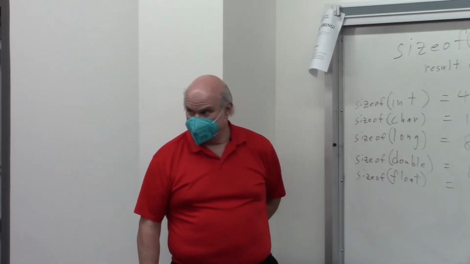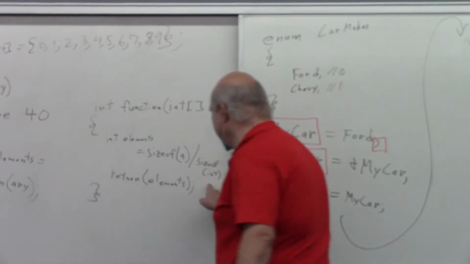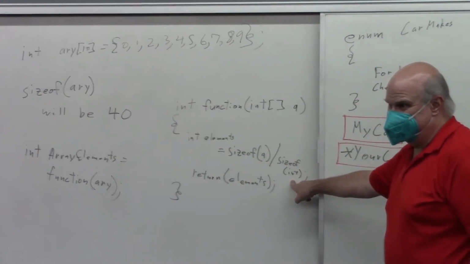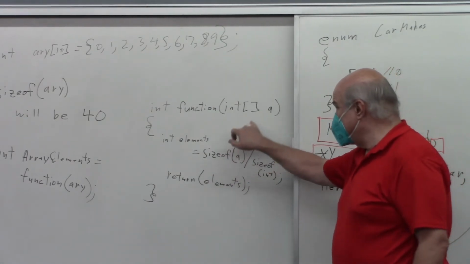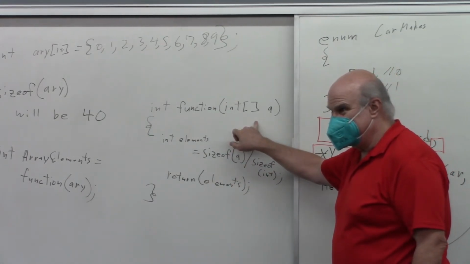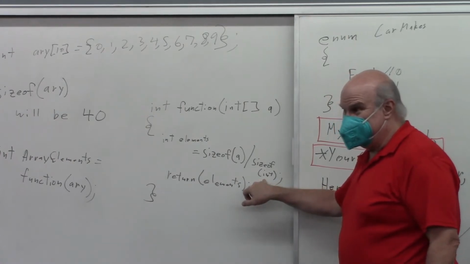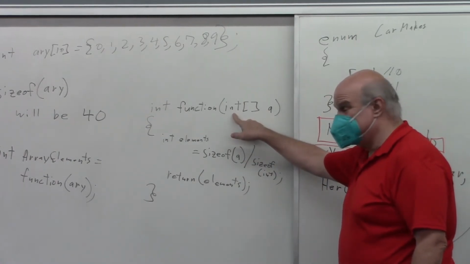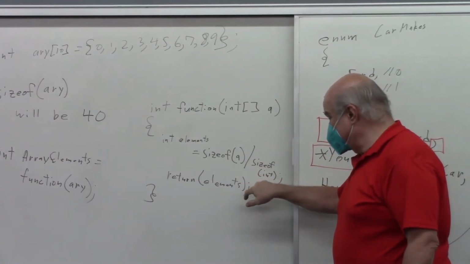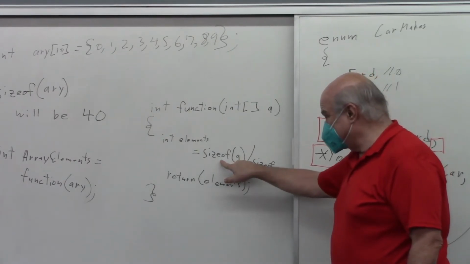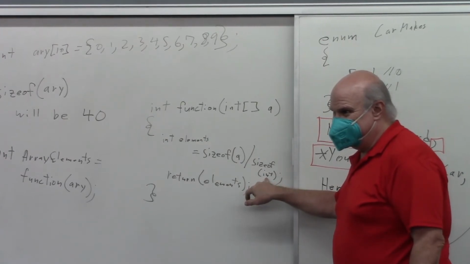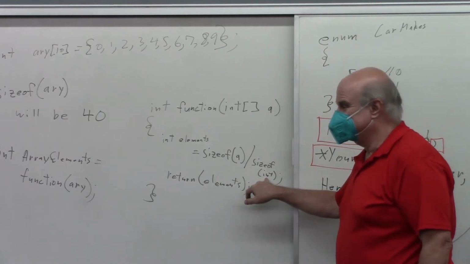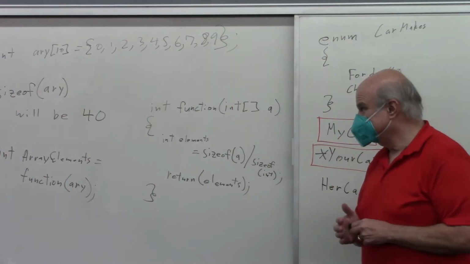Could you explain what we're dividing again? So that's size of int. In other words, this is the size in bytes of what was passed in. This is the size of an integer, because we know it's an integer array, in bytes. So if I divide the size of what was passed in by the size of each element, I'll get the total number of elements, which is why I call it element.